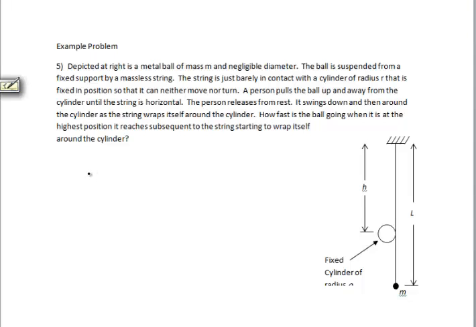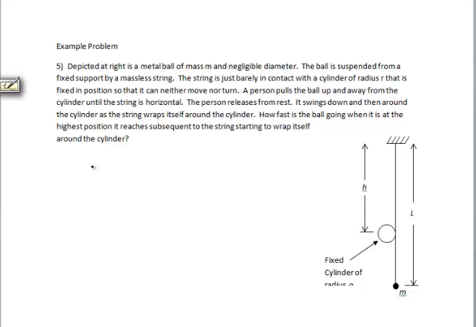The problem reads that depicted at right is a metal ball of mass m, negligible diameter. The ball is suspended from a fixed support by a massless string. The string is just barely in contact with the cylinder of radius r that is fixed in position, so that it can neither move nor turn. A person pulls the ball up and away from the cylinder until the string is horizontal. The person releases the ball from rest. It swings down and then around the cylinder as the string wraps itself around the cylinder.